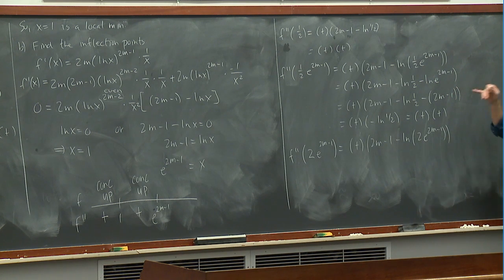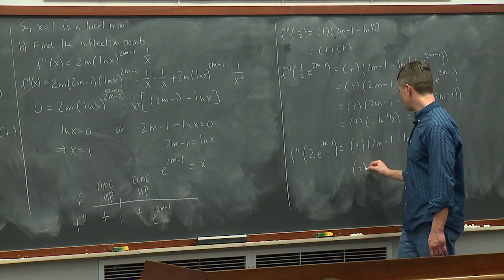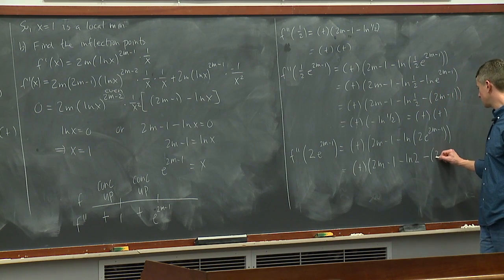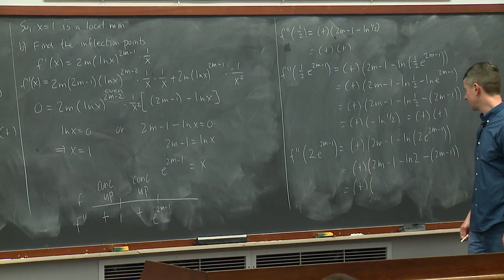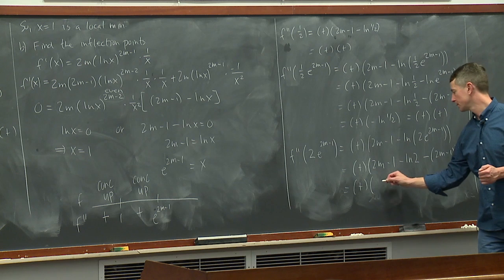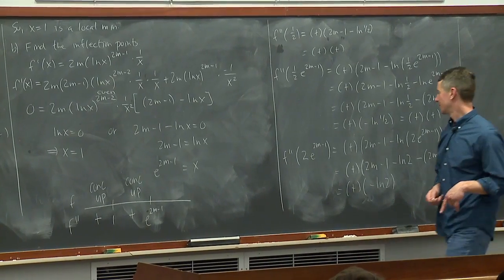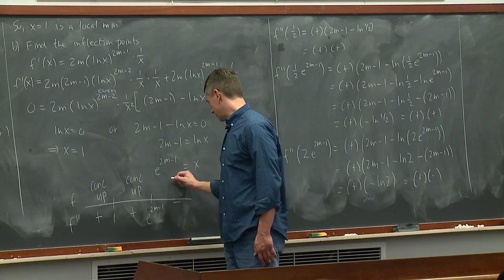Everything is the same except that instead of where we had a 1/2, we now have what? 2. So everything is going to cancel exactly the same. So we'll get a positive, and then 2m minus 1 minus ln of 2 minus 2m minus 1, meaning it'll all simplify to just a positive times what? Negative ln of 2 now. But ln of 2 is positive, so negative ln of 2 is negative. So we finally got an inflection point.